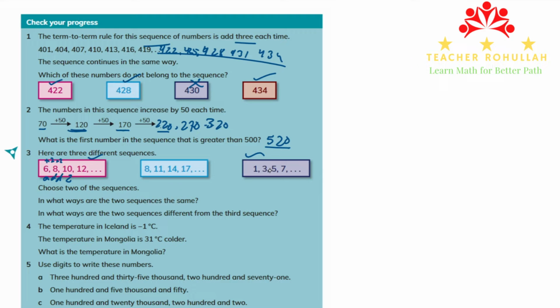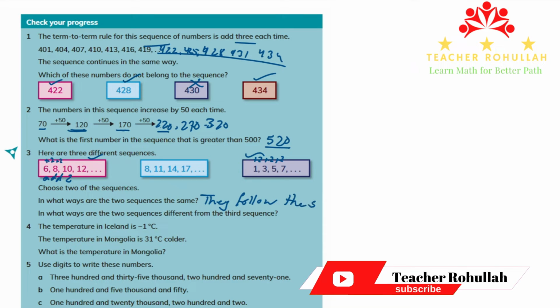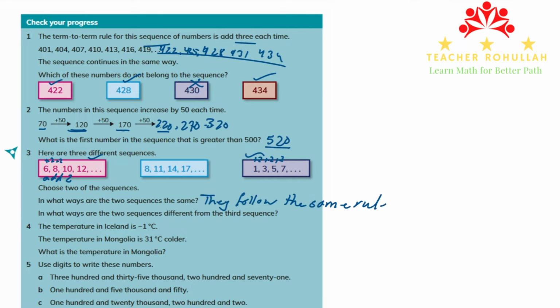And the second one that we have chosen is 1, 3, 5, 7, and so on. Here also, 1 plus 2 is 3, 3 plus 2 is 5, 5 plus 2 is 7. In what ways are they the same? We can say they follow the same rule. Or we can say the rule for both sequences is add 2. This is the similarity between these 2 sequences.